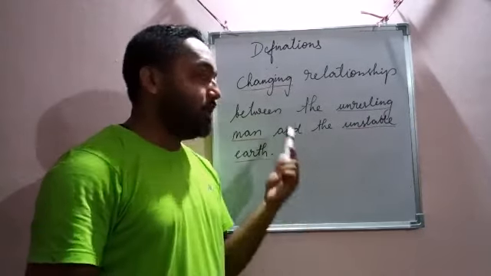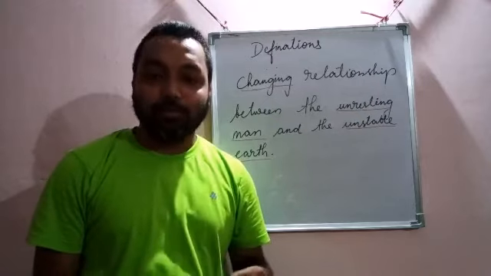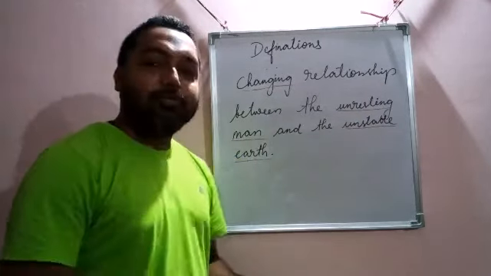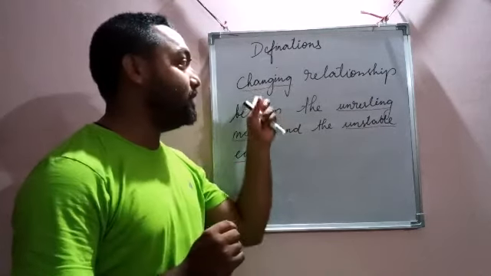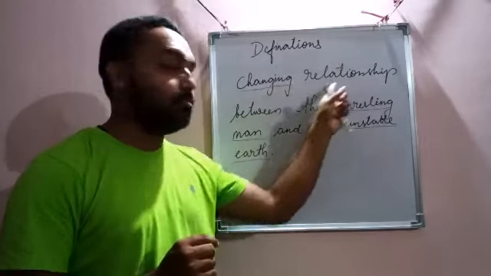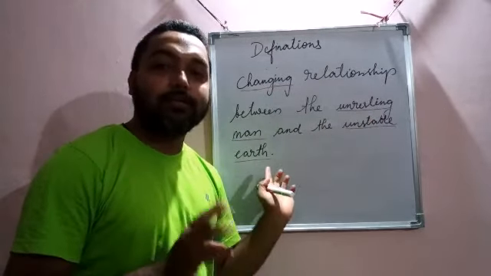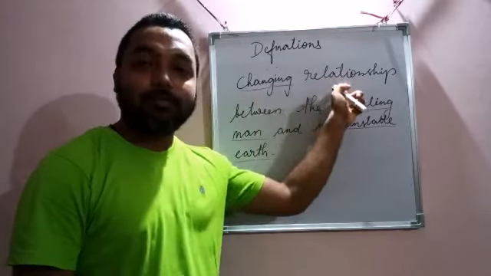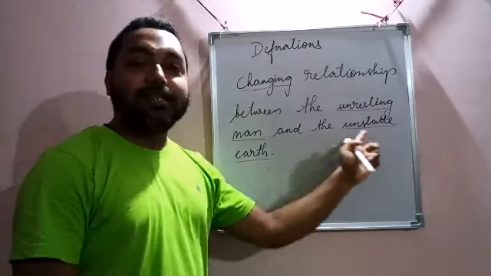The second important definition given in the book is by Ellen Churchill Semple, an American lady geographer. She said that human geography is the study of the changing relationship between the unresting man and the unstable earth. Here three words are important. First is changing relationship, then unresting man and the unstable earth.